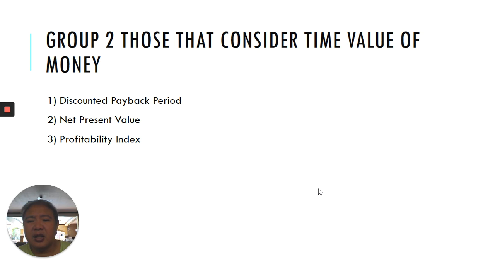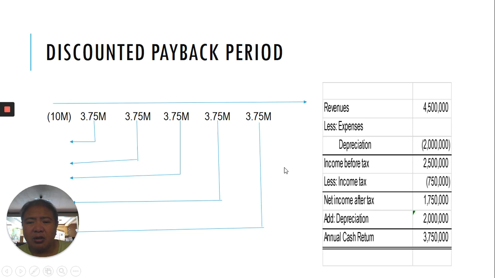Next, Group 2 are those that consider the time value of money. We have the discounted payback, the net present value, and of course the profitability index. For the discounted payback, the concept is essentially the same, but since those are future values, we just have to discount the future values. Using a timeline, today is the day of investment. You will have to spend 10 million, and these are your future annual cash returns for the next 5 years. So this is what we use.